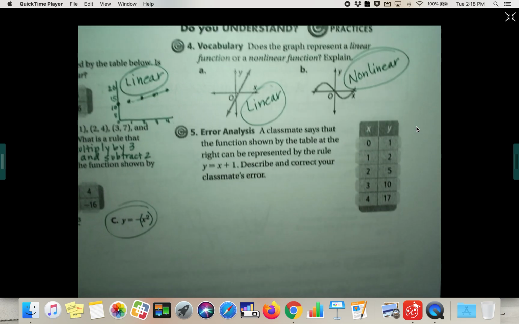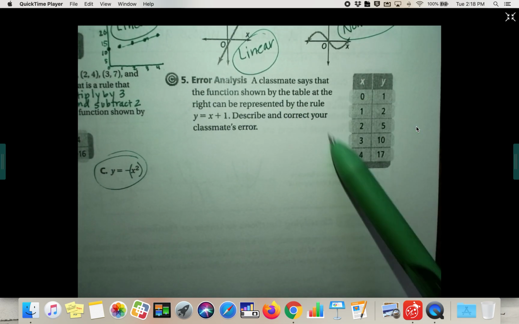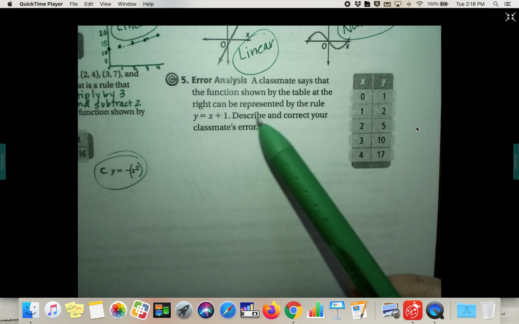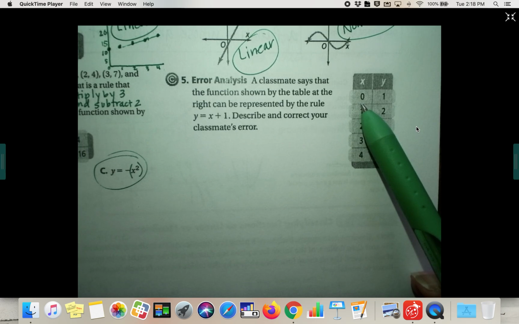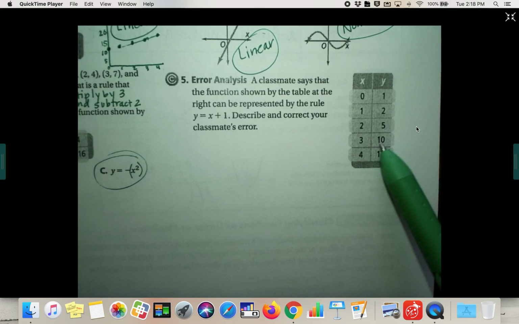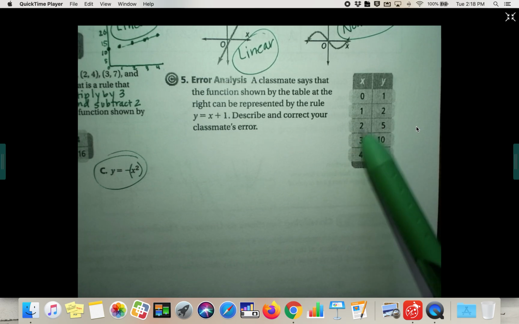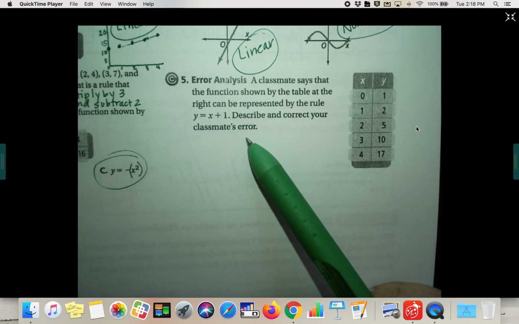All right, and then the very last one, a classmate says that this function table is the rule x plus 1. So they're taking each of these x's and adding 1 to get y. That works. 0 plus 1 is 1. 1 plus 1 is 2. 2 plus 1 is not 5. 3 plus 1 is not 10. 4. So it doesn't work for all of them. So that's not right. Describe and correct your classmate's error.